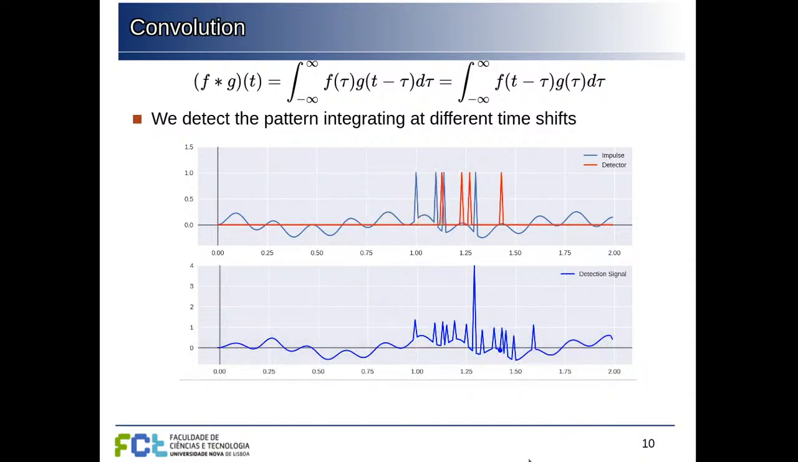If the output of the convolution is high at some specific time shift, we know that we found something very similar to the pattern that we are looking for. And this is actually an application that interests us more in neural networks. We are basically using convolutions to identify patterns in the data.